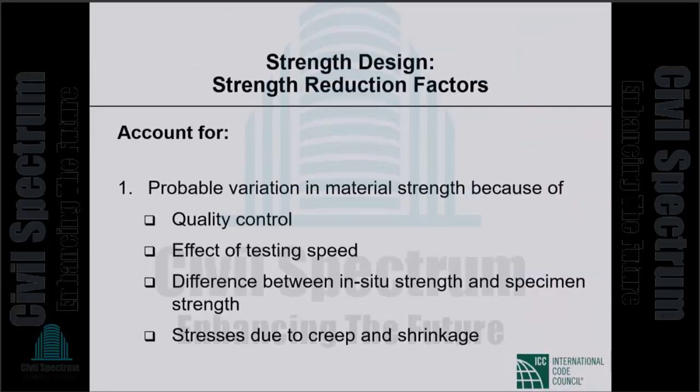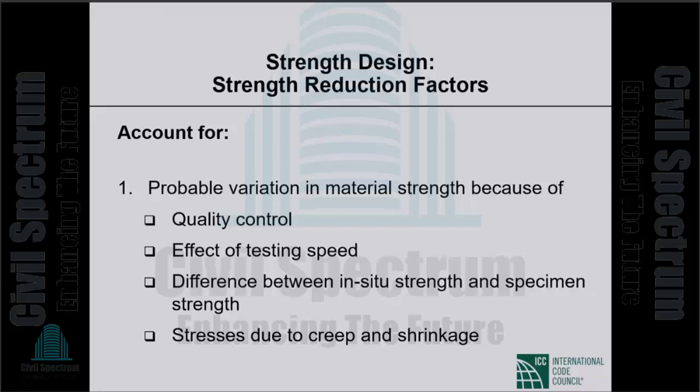Strength reduction factors. Why do we discount the nominal strength? Probable variation in material strength because of quality control, effect of testing speed. I don't know how many of you realize, if you test something at a high speed, you will get higher strength than if you test the same thing under lower speed. Okay, so effect of testing speed, difference between in situ strength, in-place strength, and specimen strength.